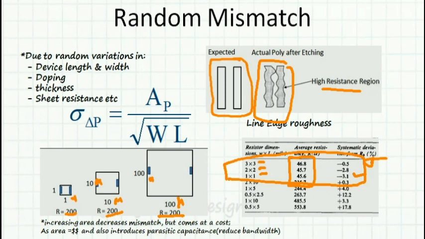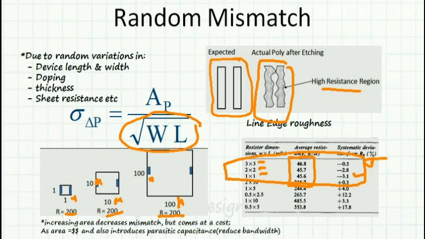It's also given by this standard deviation equation, wherein we understand that it is inversely proportional to the square root of W and L of the polyresistor. So if I need a resistor with fairly good accuracy and very little mismatch, then what I have to do is increase the area, in order to reduce mismatch.